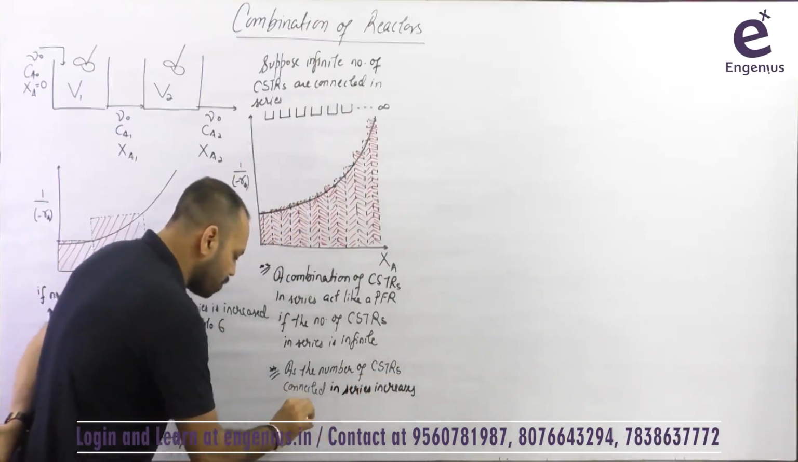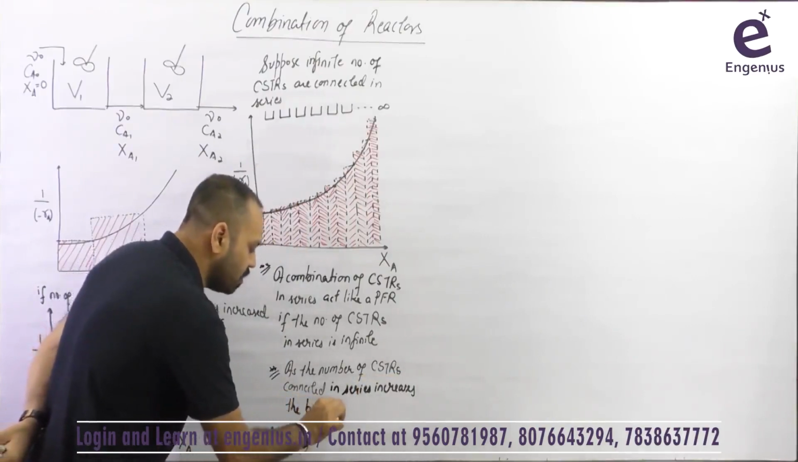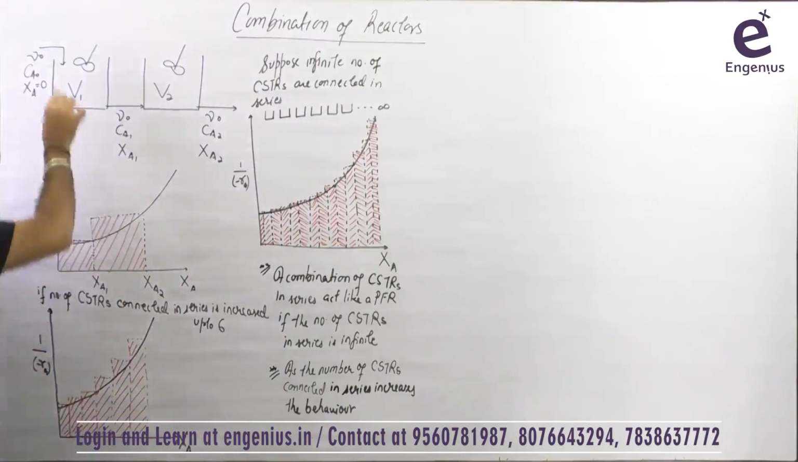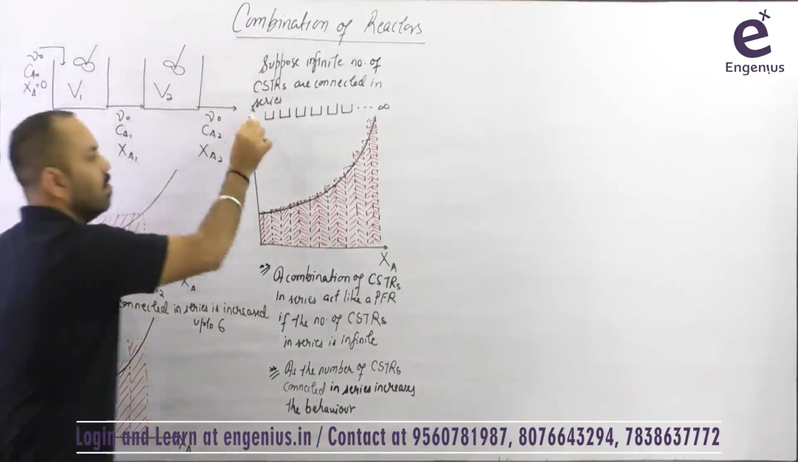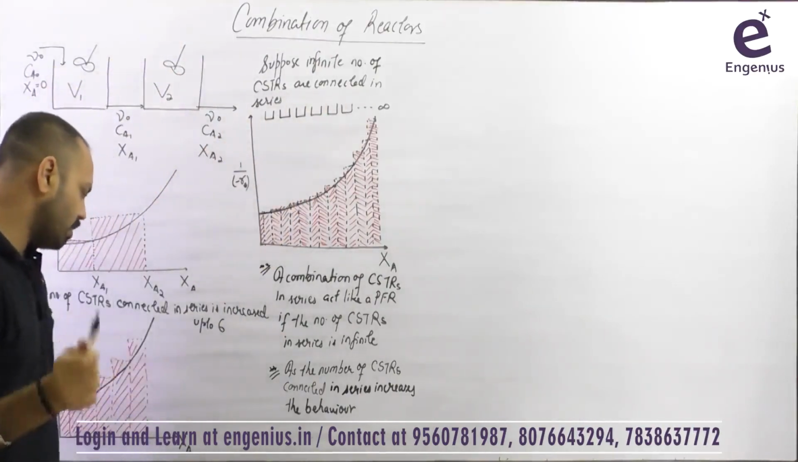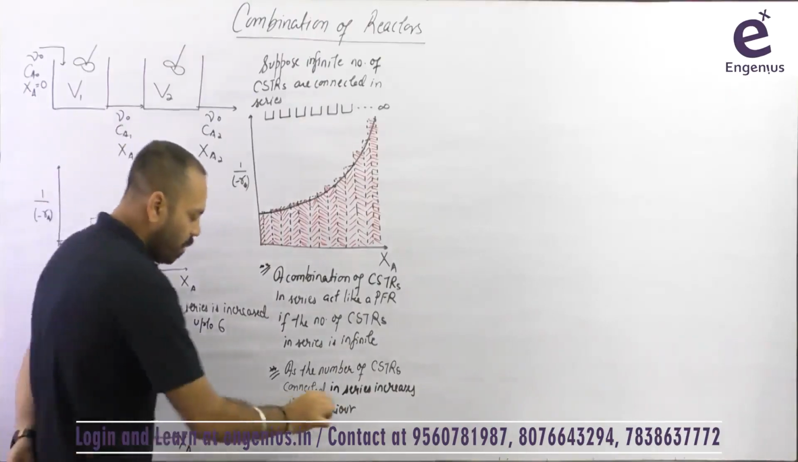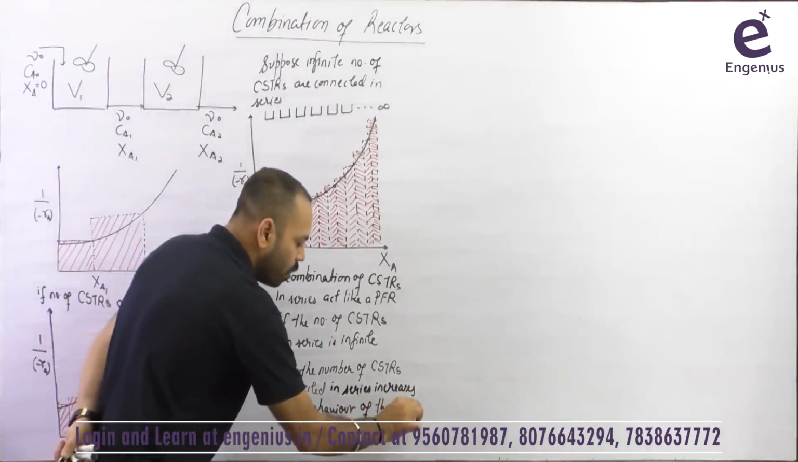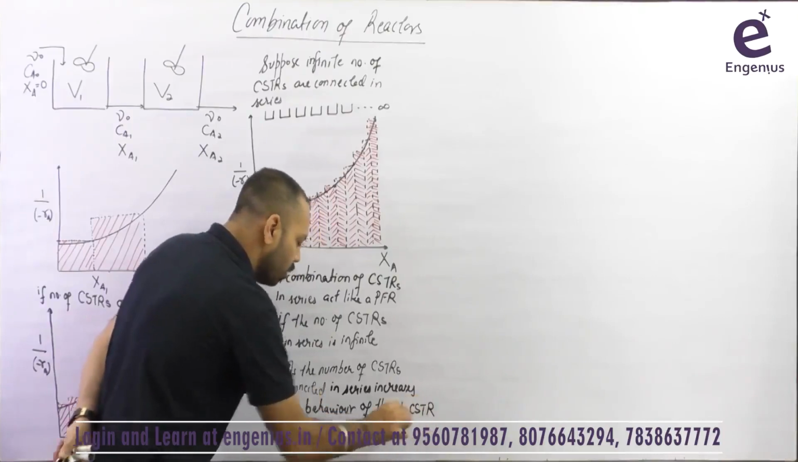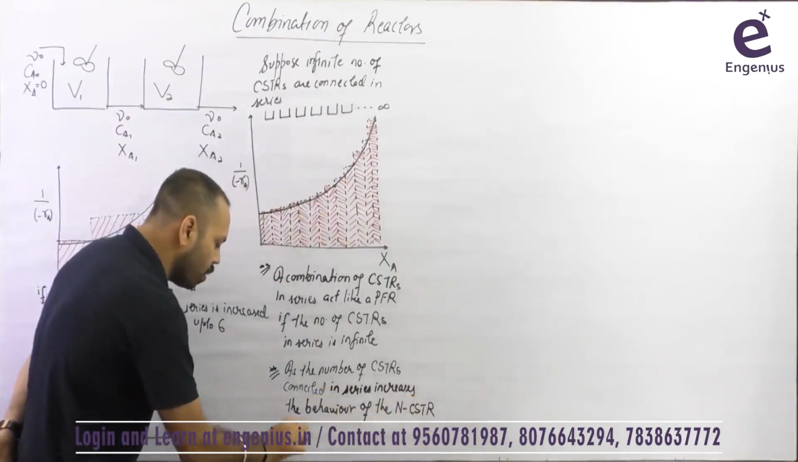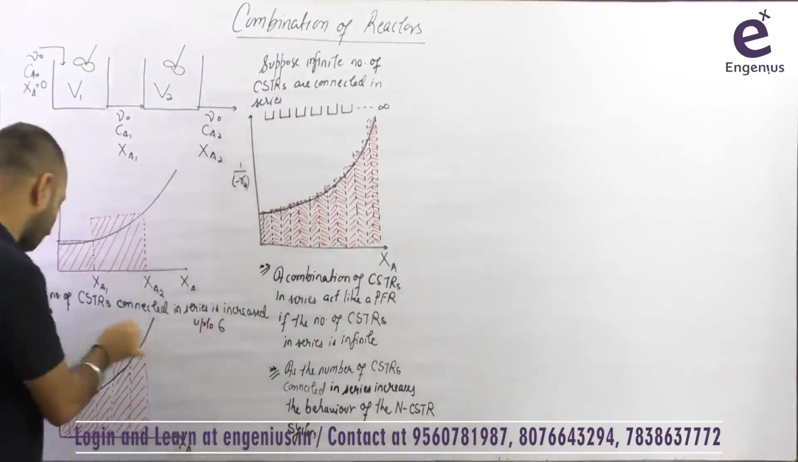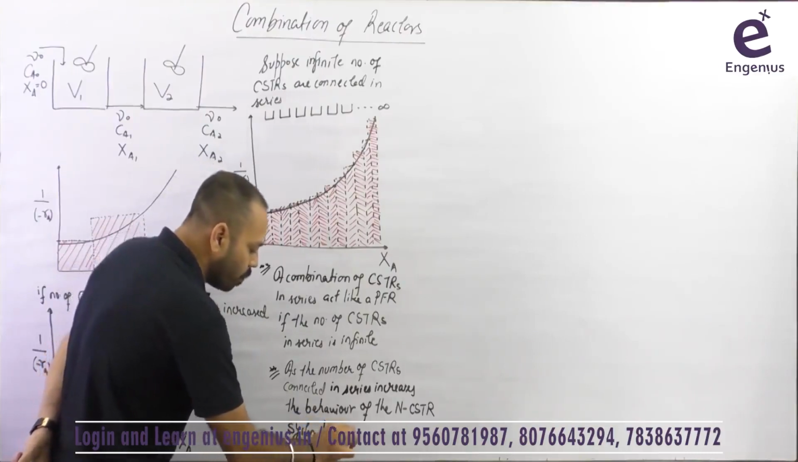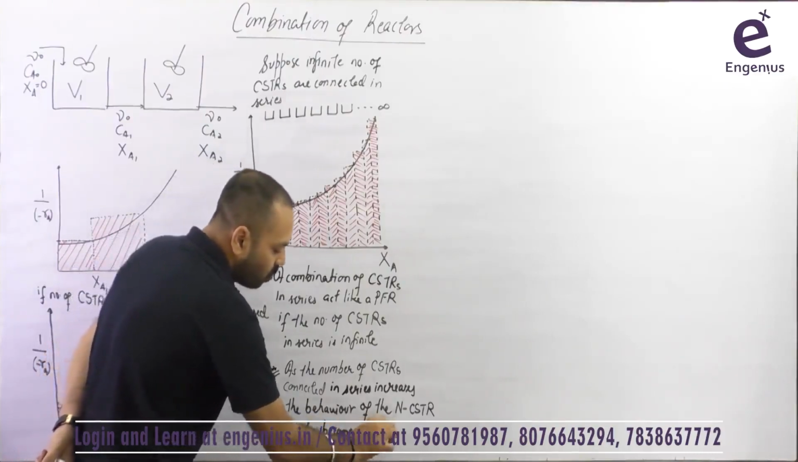The behavior of the system, please note I am not writing behavior of the CSTR. The CSTR's behavior will remain the CSTR's behavior, but the system, what is the meaning of system? System means this entire system. So as the number of CSTRs connected in series increases, the behavior of the N-CSTR system, N means the number of CSTRs, I'm calling this entire CSTR system an N-CSTR system, becomes more closer to PFR.